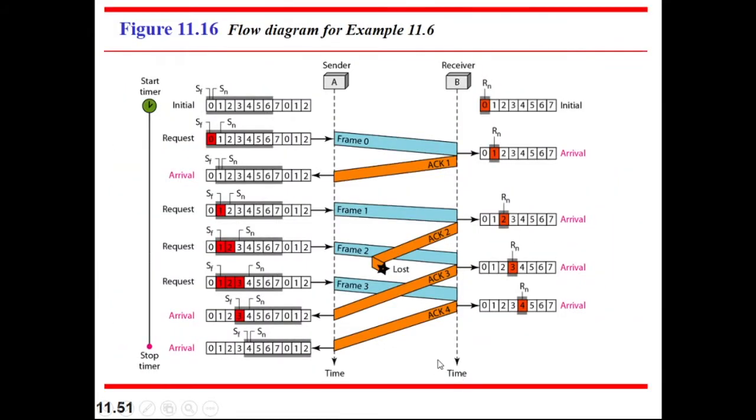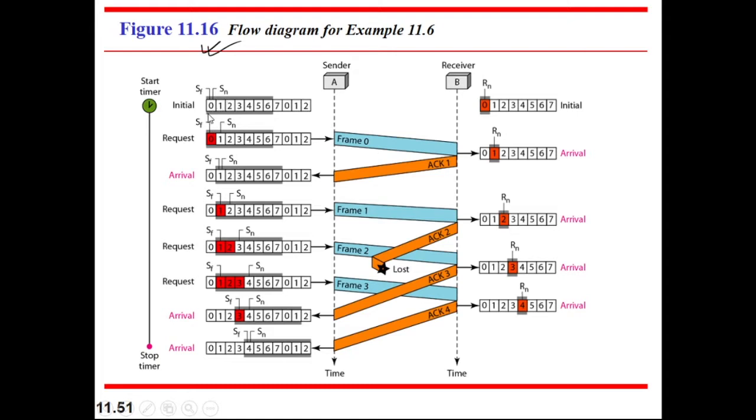So now see, this is the flow diagram. Flow diagram is very important. In this flow diagram we have the window size as 7, 0 to 6. Okay, so this is the SM. Initially this is the SM and this is SN.